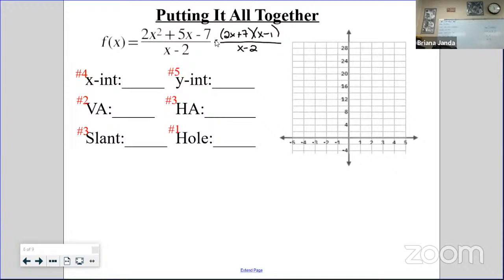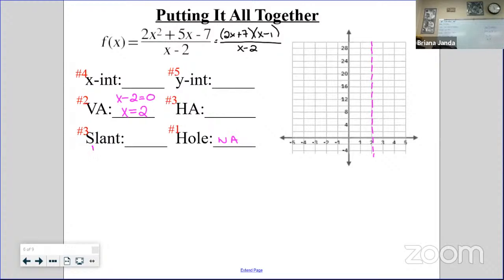Right? Nothing crossed off, so we don't have a hole in our graph. Following our normal order here, I do have a vertical asymptote at 2. I move on to the classification. Is it little over big, big over little, or same? We already had this conversation.